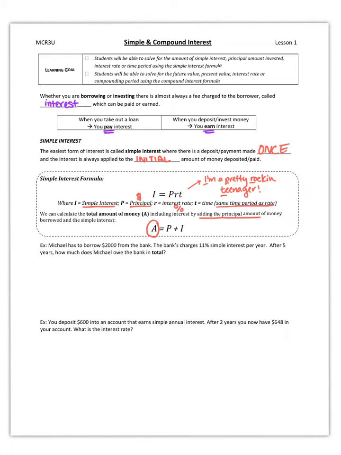So let's just do a few examples with this. Michael borrows $2,000 from the bank. The bank charges 11% simple interest per year. So there's your time frame. After 5 years, how much money does Michael owe to the bank in total?